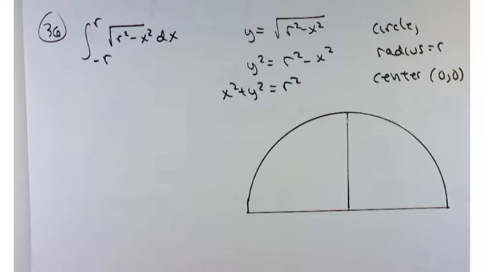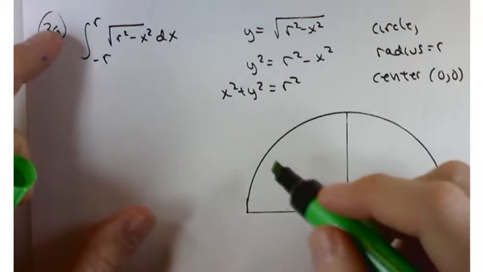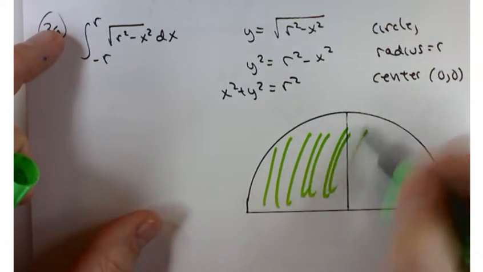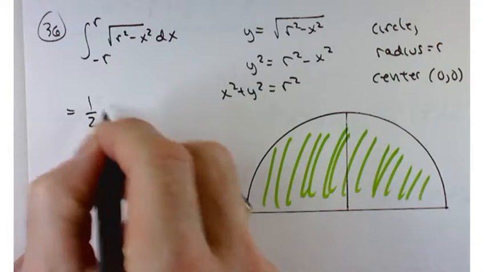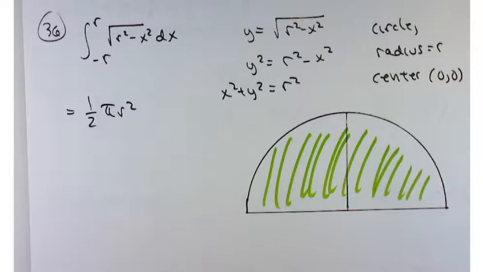What's the area of that region going to be? Well, what's the area of a circle? Pi r squared. So what should I write for this area then? 1/2 pi r squared. And that's it. It's just half the area of a circle is what you're getting.